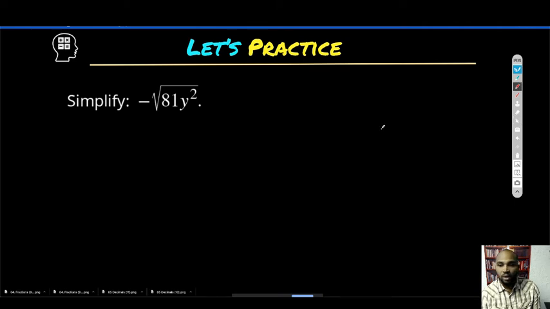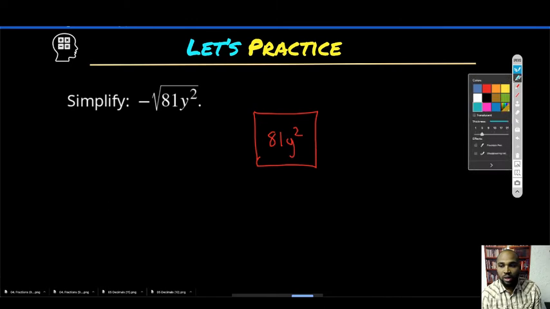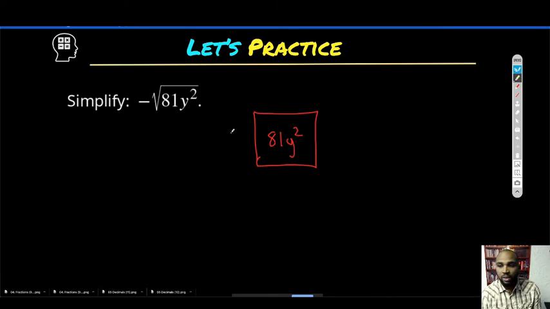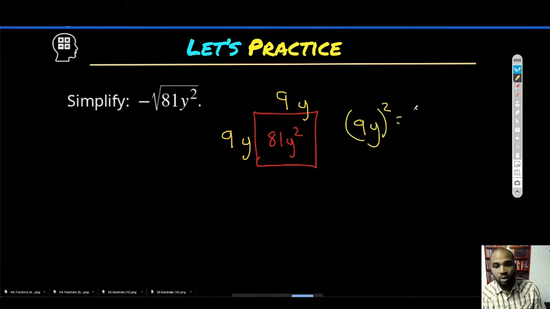And again with this one, I want you to try it. It helps me again to draw a square and to ask myself, what times what gives me 81? And saying it that way makes it easy for me to realize that 9 times 9 is 81. And y times y is y squared. Or in other words, 9y, when you square the whole piece, is going to give you 81y squared, because 9 squared is 81 and y squared is y squared.